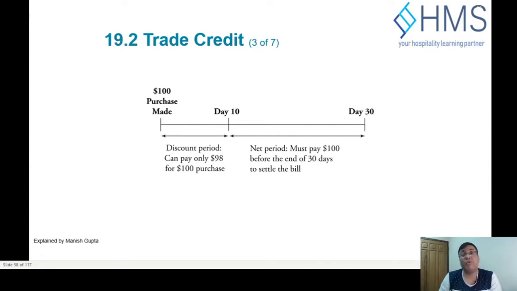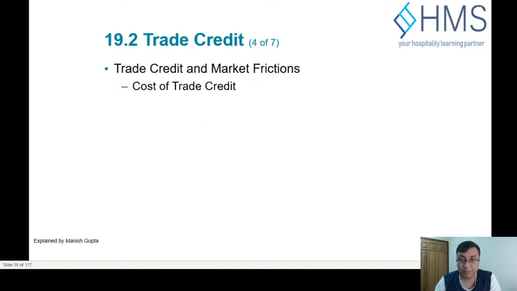Similarly, when you are giving credit, in order to entice customers to pay you faster, you may need to offer a very good cash discount. So how do we calculate the cash discount, and how much should it be? We're going to look at it with the help of an example.